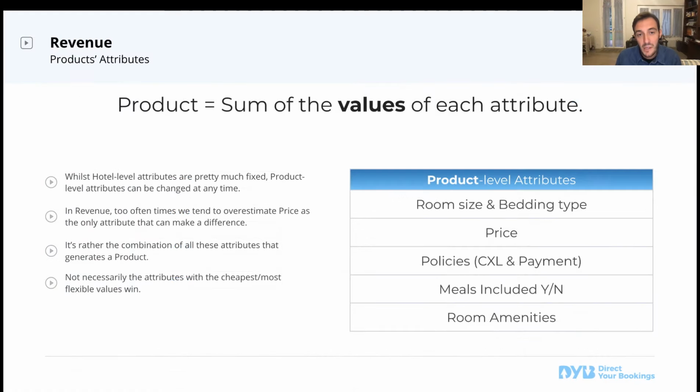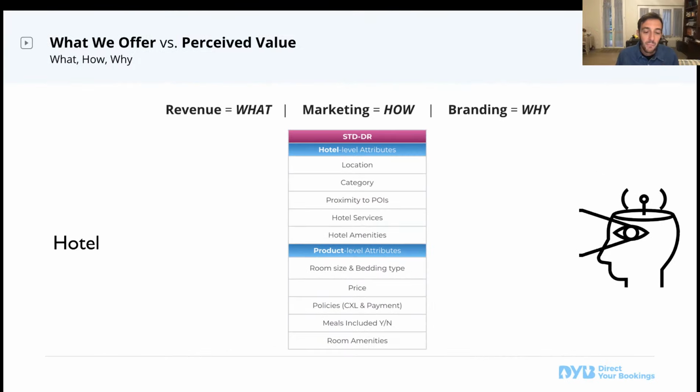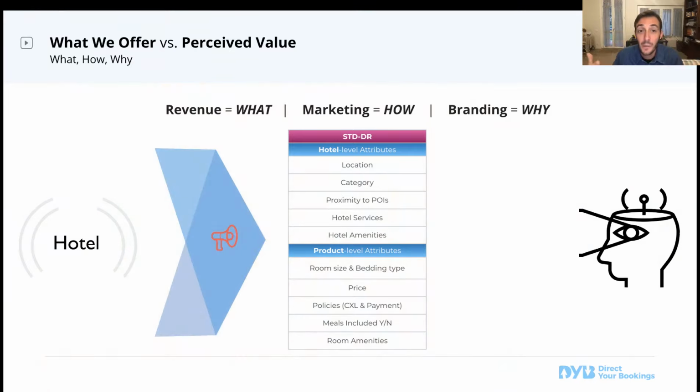But okay, this is the practice. Why do we do this? What do we do this for? Because the main and most frequent argument that I get in return when I suggest going down this path of deleting and changing products is that removing rooms and rates seems to clash with the fear of losing business opportunities. Put differently, getting rid of products goes against the logical thought of offering more to get more.